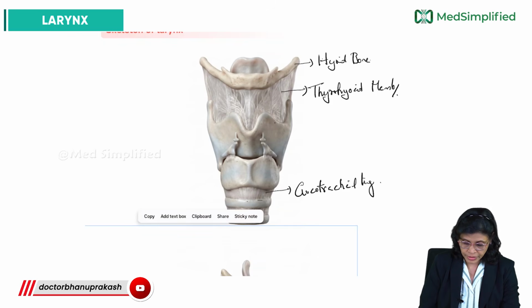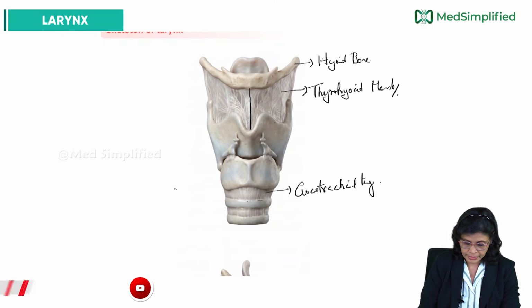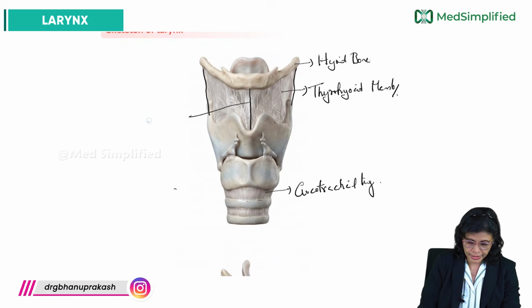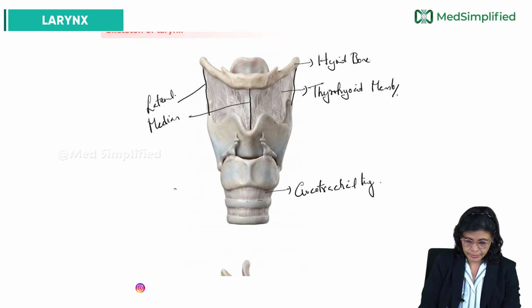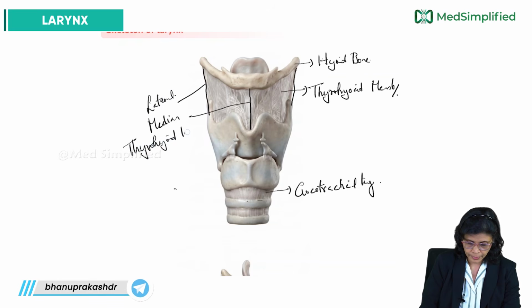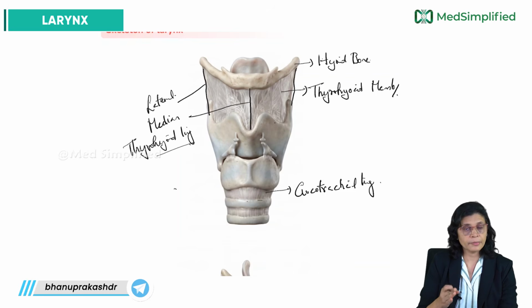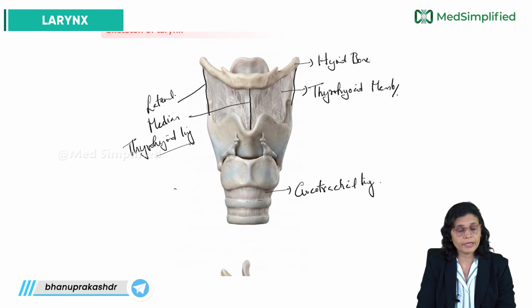Here we see the median and the lateral parts. The thyrohyoid membrane gets thickened to form the median and lateral thyrohyoid ligaments. So the median and the lateral part of this thyrohyoid membrane will be thickened, and we call them the median and lateral thyrohyoid ligaments respectively.